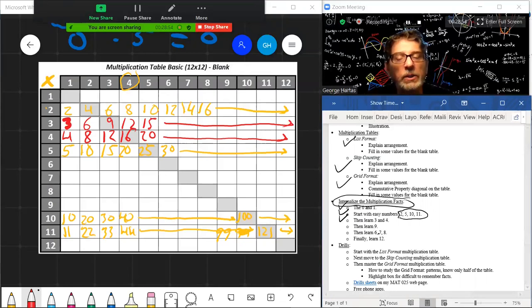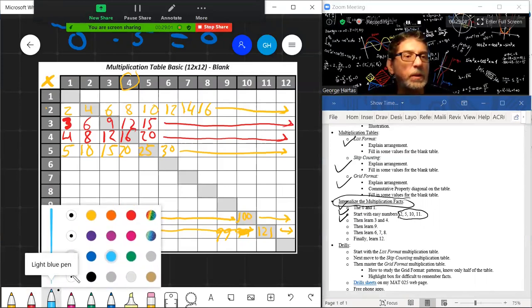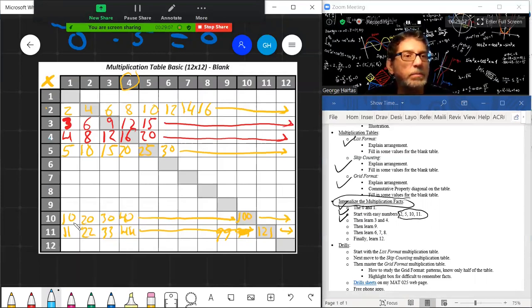Then learn the 9s. All right, so the 9s. 9 times 1 is 9. 9 times 2, 18. 9 times 3 is 27. 9 times 4 is 36. 9 times 5 is 45. 9 times 6 is 54. 9 times 7, 63. 9 times 8, 72. 9 times 9, 81. On and on and on.